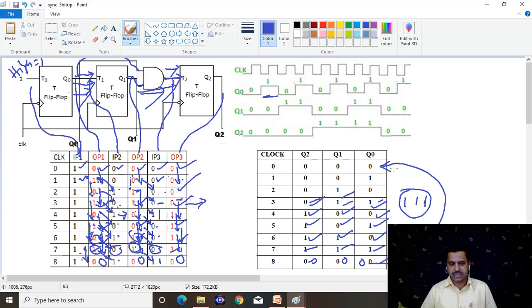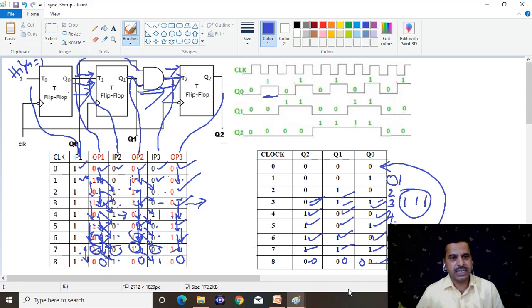Returning back to its starting point. So this counter progresses from 0 to 7 and returns to the starting point. That is 000 means decimal 0, 001 means decimal 1, 010 means 2, then 3, 4, 5, 6, 7, and again it becomes 0 here.